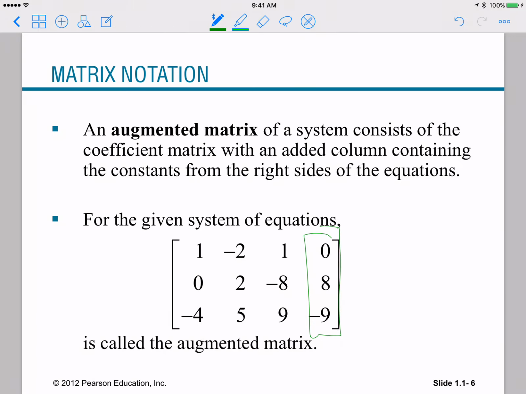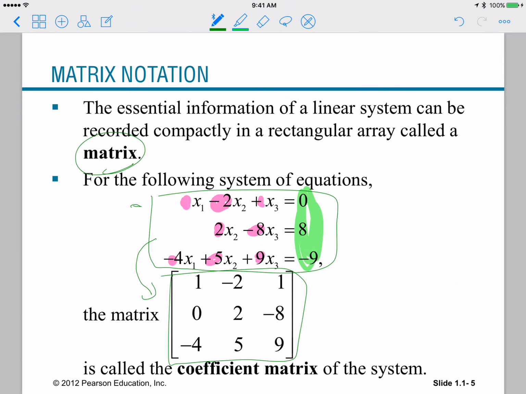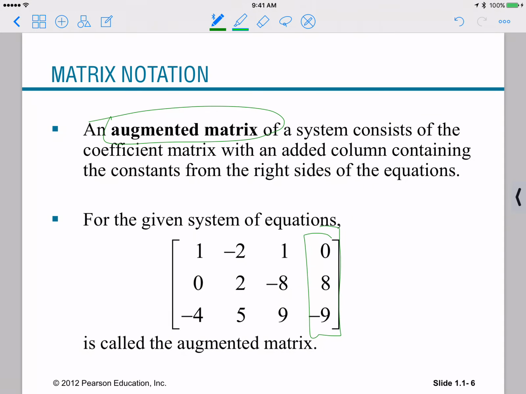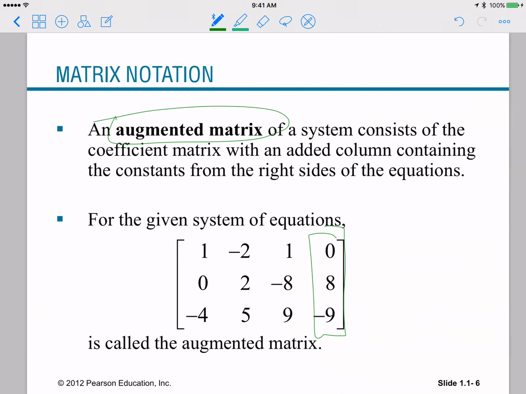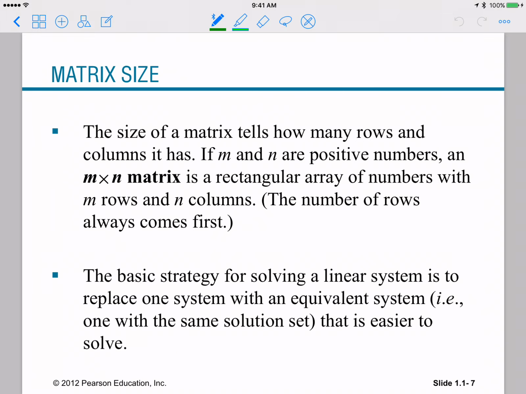In that case, we call that an augmented matrix. It's kind of an expanded version of the coefficient matrix. So we have a coefficient matrix, and then we have this augmented matrix that also involves these constants on the right-hand side. Now it's time to consider the size of a matrix.